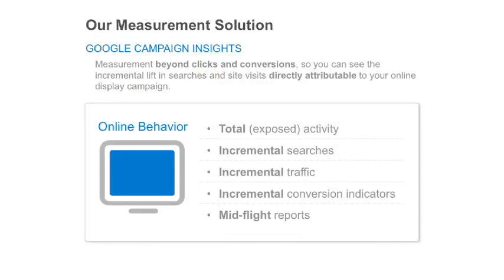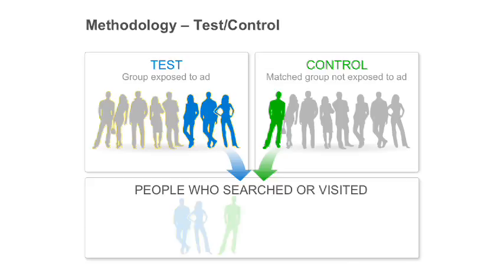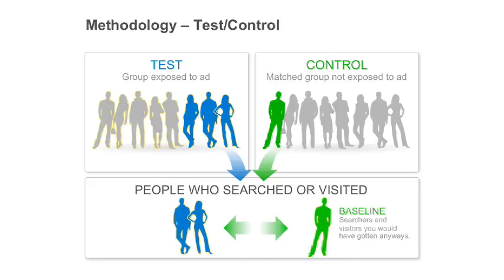Google Campaign Insights goes beyond just measuring clicks and conversions to measure the incremental change in your audience's search and website visitation behaviors, so you can more accurately gauge the impact of your online display buy. We isolate this impact by using a test and control methodology. We take two groups of users, one that's been exposed to your ads and one matching group that is not. We then look at how many exposed users searched or visited your site and compare that activity to users who never saw your ad to find the incremental impact of the campaign.